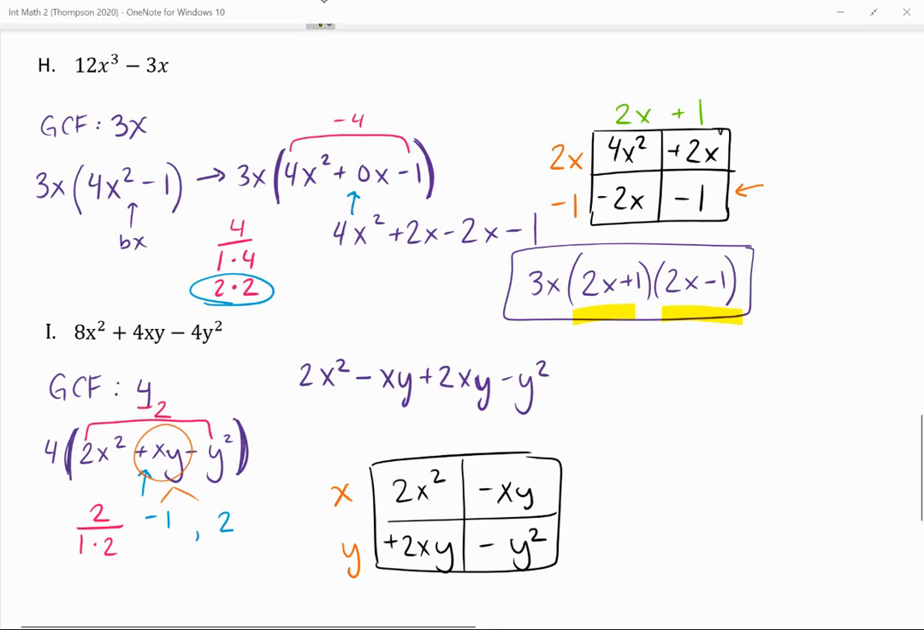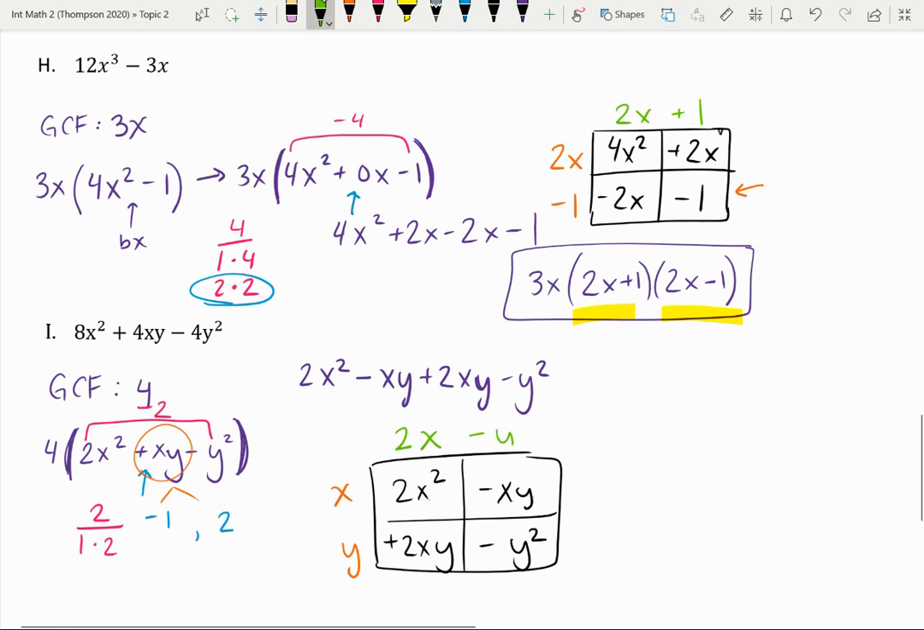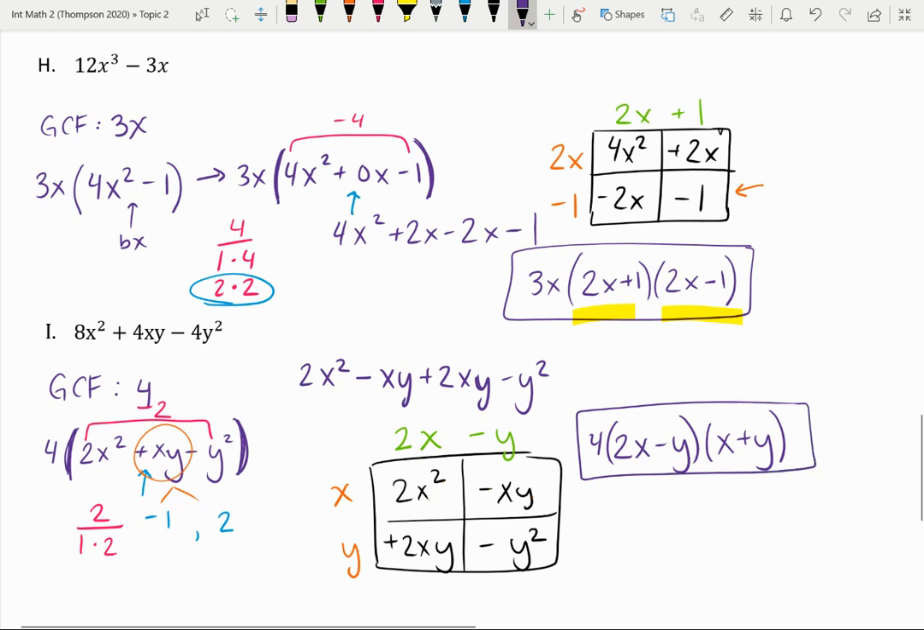In my first column, I have a 2 in common and an x in common. My second one, I've got a negative I have to pull out and a y. When I rewrite this, I have 2x minus y, x plus y, and 4. These types of problems we're going to see not as frequently, but they still are asked and expected of us.